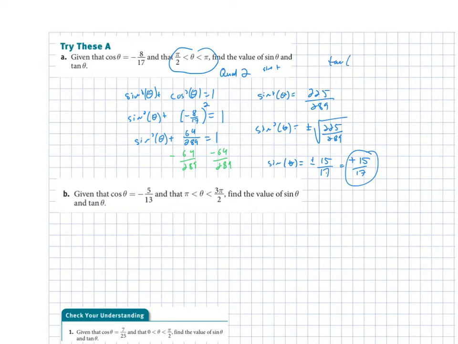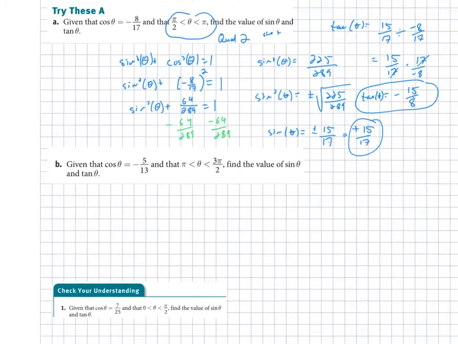And then the tangent of theta is going to be sine divided by cosine. So 15/17 divided by negative 8/17. 15/17 times 17/-8. 17's divide out. The tangent of theta, again, we don't know what theta is, equals negative 15/8. Okay, so that's using the Pythagorean identity, sine squared plus cosine squared equals 1. I'm going to show you a little bit different. It's still going to use the Pythagorean theorem, but kind of looking at that as well.